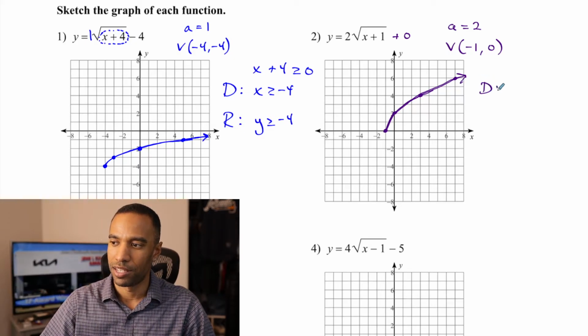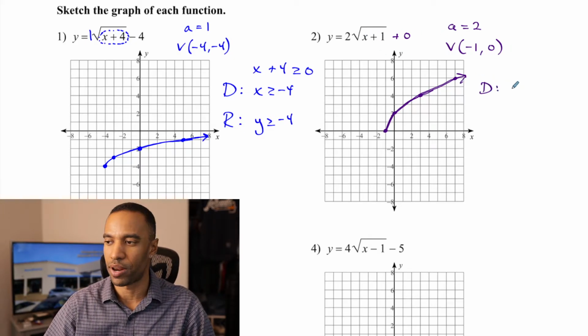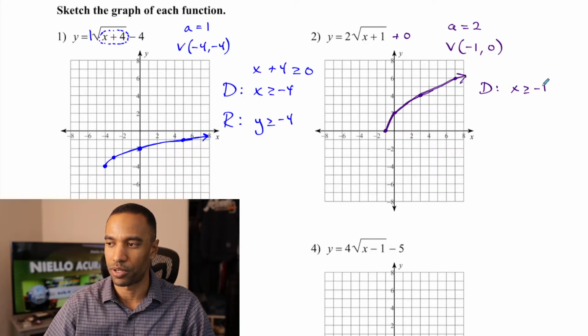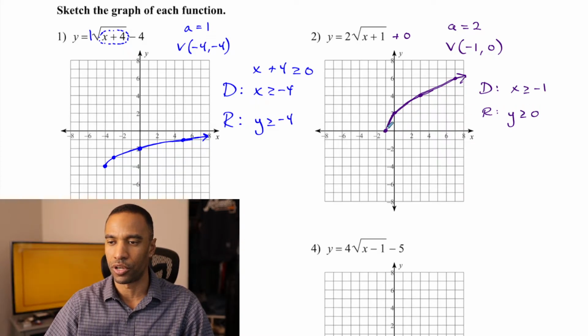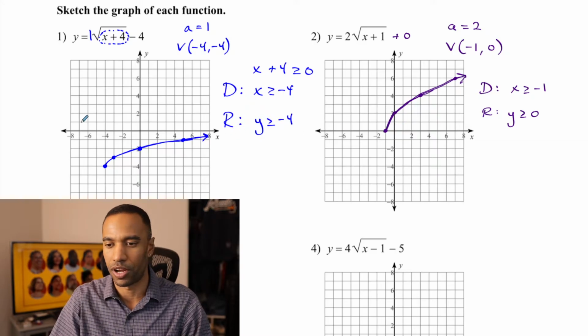Your domain here, if x plus 1 has to be greater than or equal to 0, x has to be greater than or equal to -1. Again, that's the vertex value here. Your range, looking at the graph, all y values are greater than or equal to 0 as we stay above the x-axis or on it.